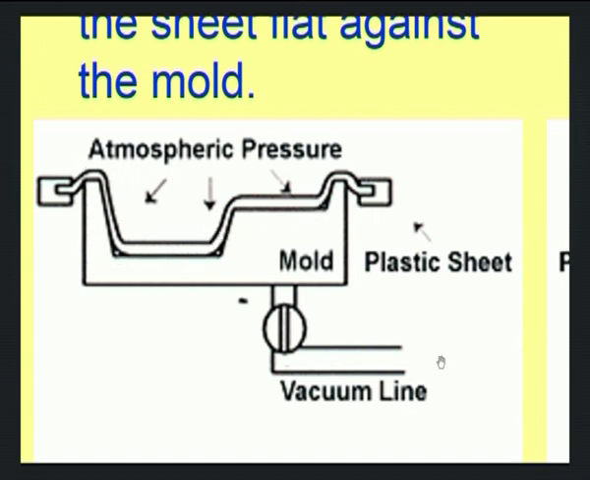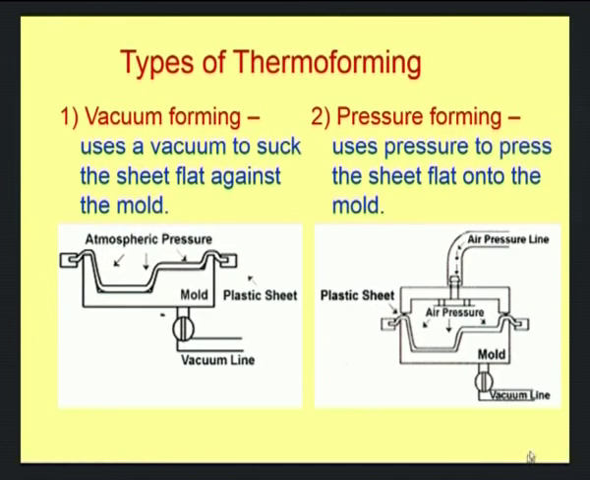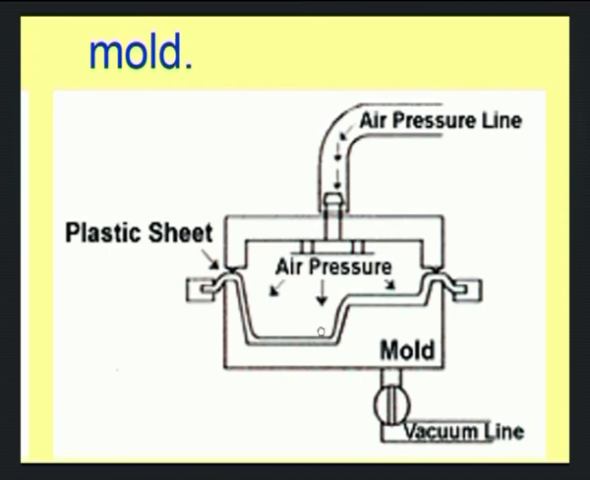So, this is how vacuum forming is done, whereas in pressure forming, instead of vacuum, it uses pressure to press the sheet flat onto the mold. So, you could see here, instead of vacuum, a very high pressure is applied on the top end, which will push the sheet-shaped plastic resin to take the shape of the mold.